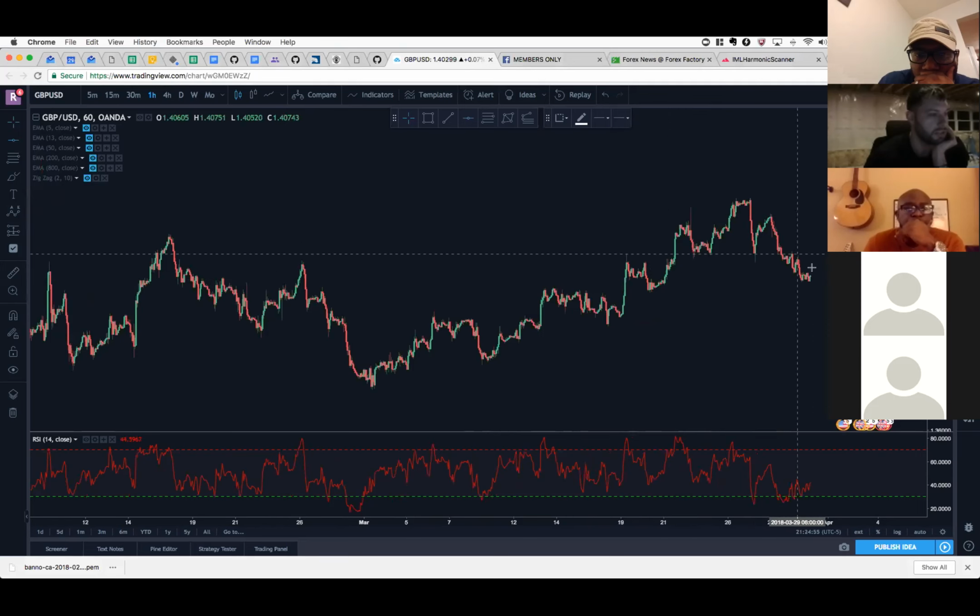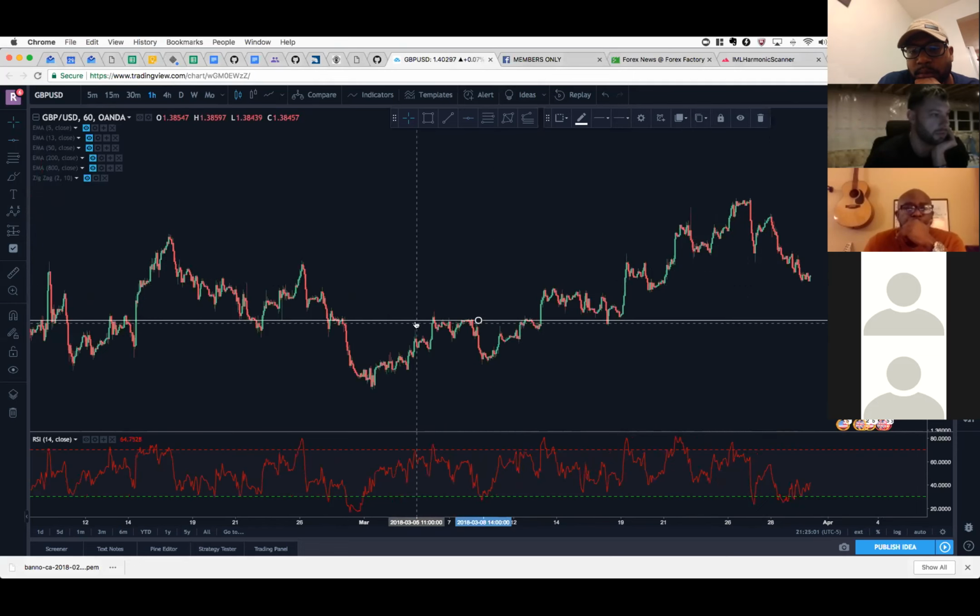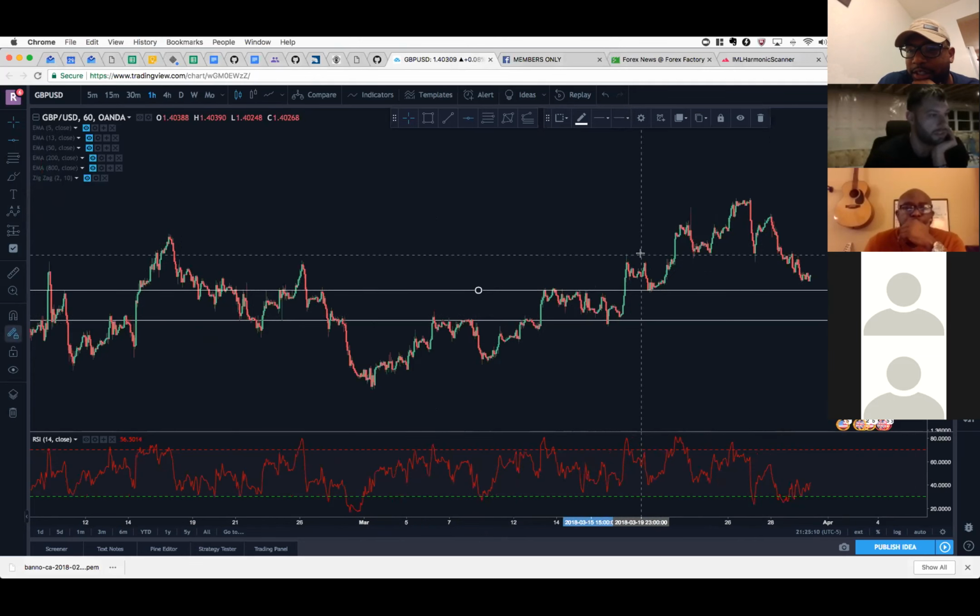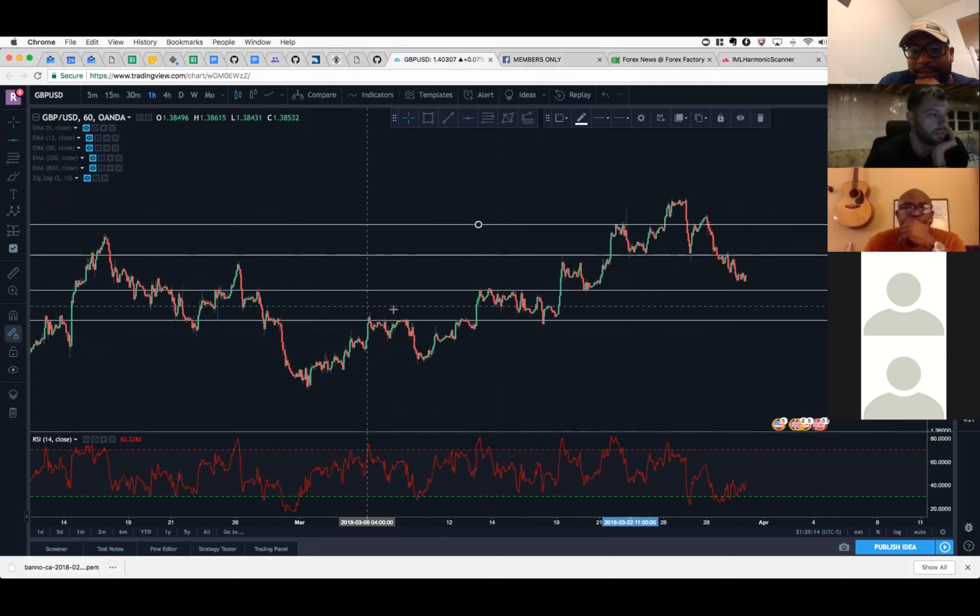Especially this past couple days. Look at these zones, how perfect they are. All the way up, it's always stair stepping, just retesting it. Support as resistance. Oh, that's so good. I can see that.